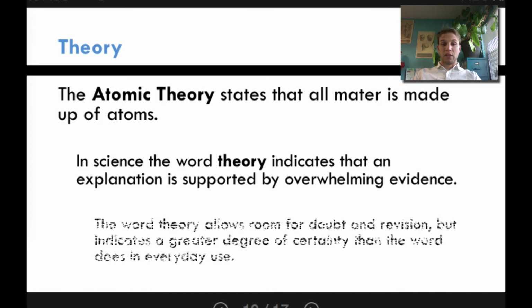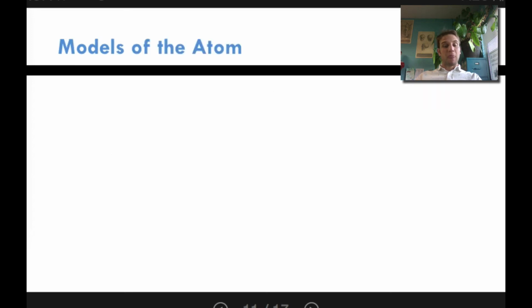Meaning, is there room for them to be proven wrong? Yes, absolutely. The word theory allows room for doubt and revision, but it again indicates a great degree of certainty that the word does not mean in everyday use, as many people use it around you. Anyway, models of the atom.